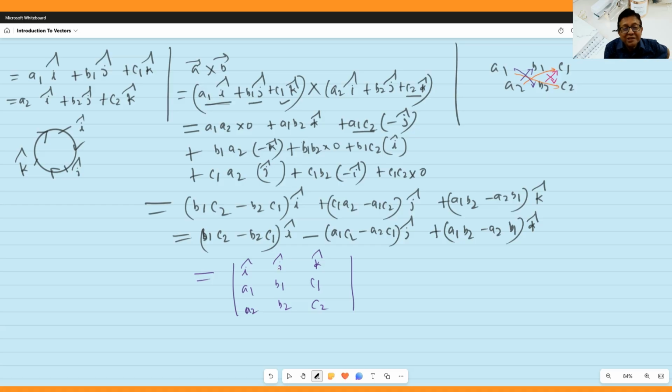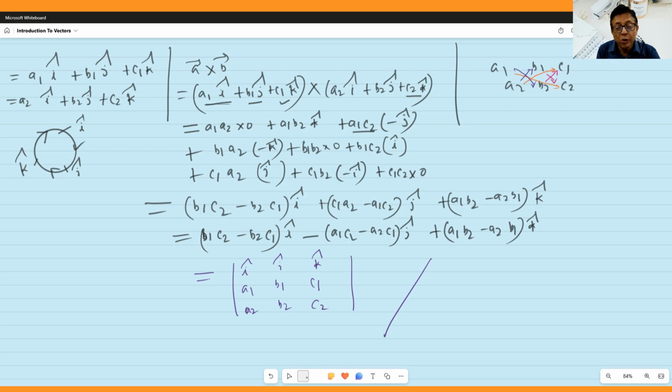See, when you are taking I, then remove this row and this column. B1 C2, B2 C1 is there. When you are taking J, then what is going to happen? You remove the row and the corresponding column. Then the remaining part is what? For J, A1 C2 minus A2 C1. And for K, what? K into A1 B2 minus A2 B1. This is called determinant. The whole cross product we can find easily, nicely, quickly by using this method.